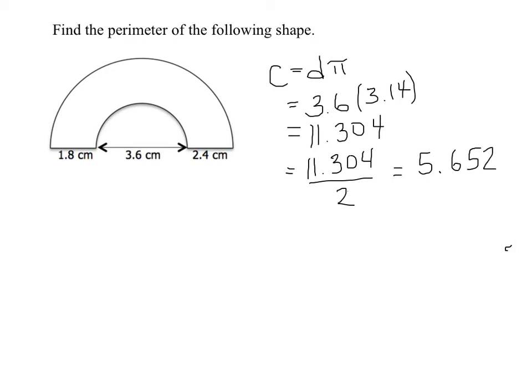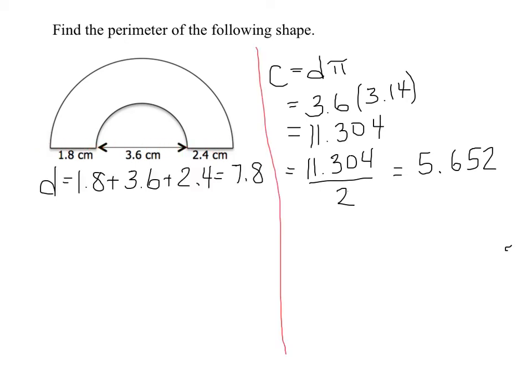Next step would be to find the diameter of the second circle, and to do that I would add up 2.4, 3.6 and 1.8, and we get the diameter of 7.8. Go back to the circumference equals diameter times pi. In this case we have a diameter of 7.8, multiply it by 3.14, and we get a circumference of 24.492.